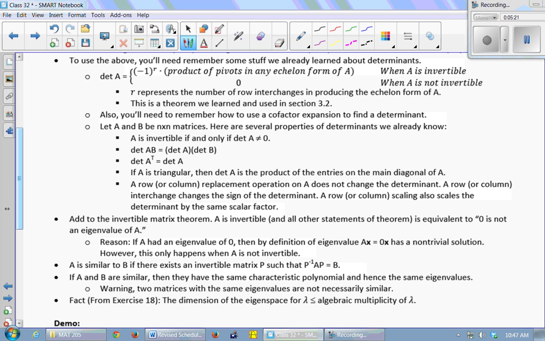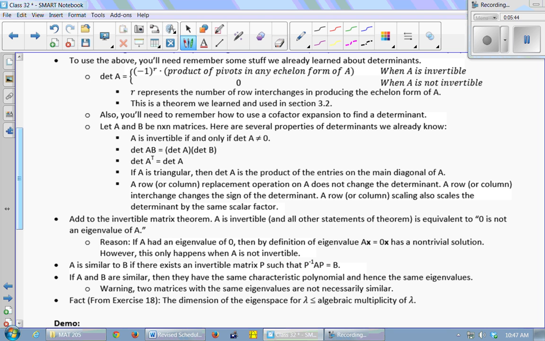And that's a theorem that we learned and used in section 3.2. You also could use a cofactor expansion to find a determinant, also from, I think, 3.1 or 3.2. And we'll do a little bit of that today. We're going to let A and B be n by n matrices, and then we have several properties of determinants that we already know.